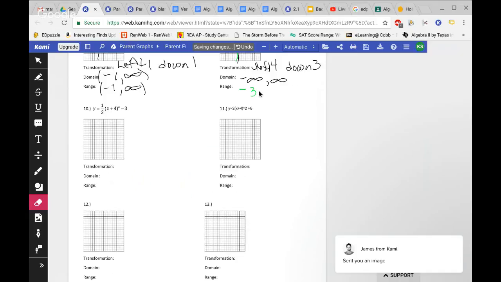It's going to go left 4, down 3. Perfect.